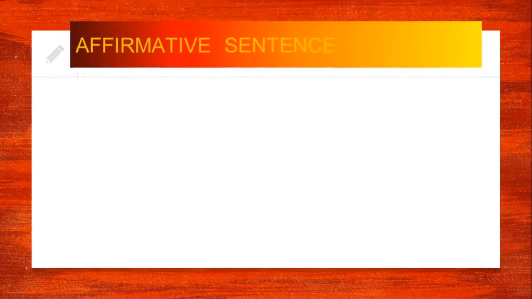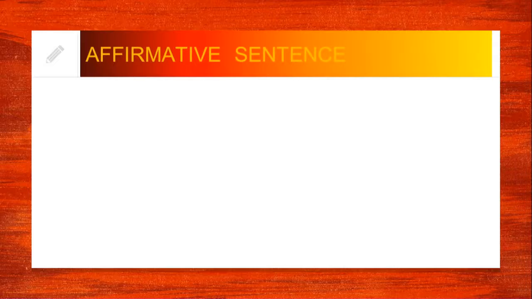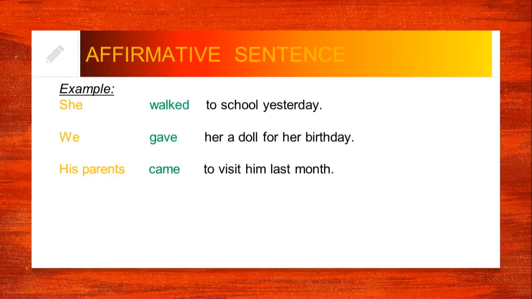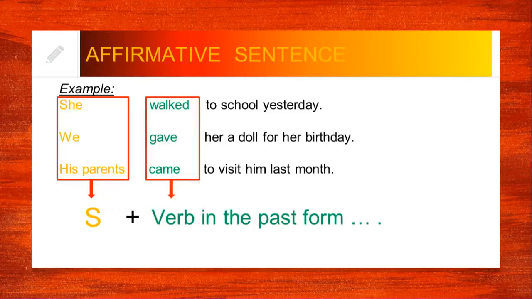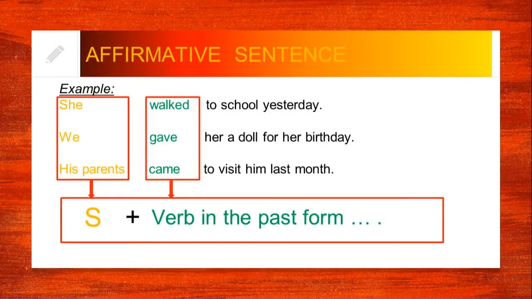First, that is positive sentence or affirmative sentence. I have some examples here. I walked to school yesterday. We gave her a doll for her birthday. His parents came to visit him last month. So, I, we, and his parents are the subjects in these sentences, while walked, gave, and came are the verbs, but the verbs are in the past form. So, we have the pattern of positive sentence: subject plus verb in the past form.